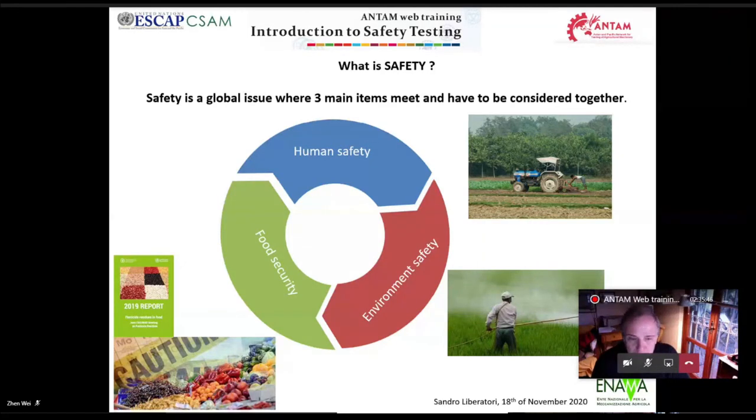And the food security. So I made a presentation some years ago inviting all stakeholders to consider the three items of safety all together and not separately, because commonly the approach is to keep the human safety separate from the environmental safety and again separate from the food security. But I think it's very important to have a common approach, because safety is really a key issue for agriculture.